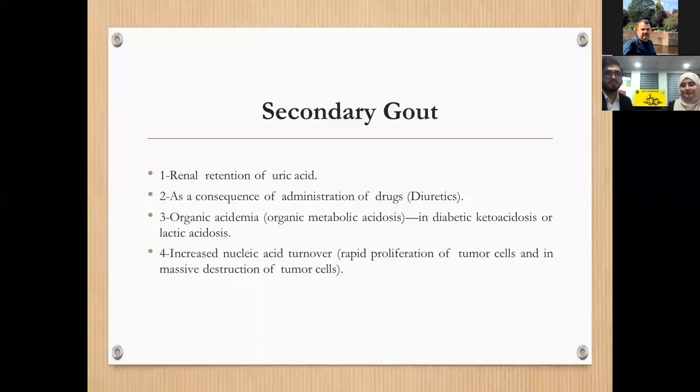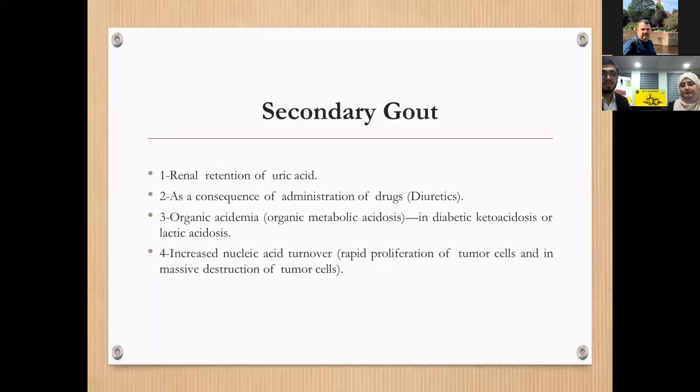And as a consequence of administration of drugs, diuretics like furosemide compete with uric acid for excretion from the body, so they decrease the excretion of uric acid. And then in organic acidemia, either in diabetic ketoacidosis or lactic acidosis, acetoacetate and lactic acid decrease the excretion of uric acid, and hence acute hyperuricemia will happen secondarily.